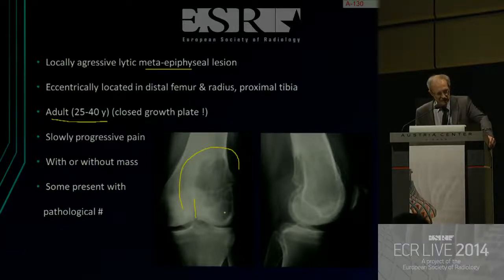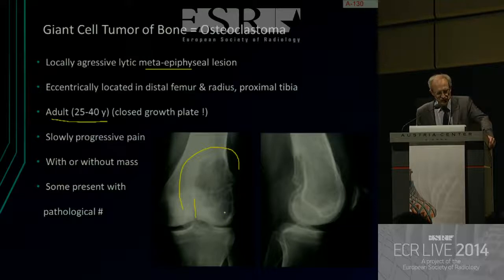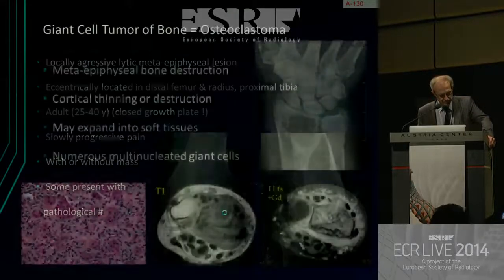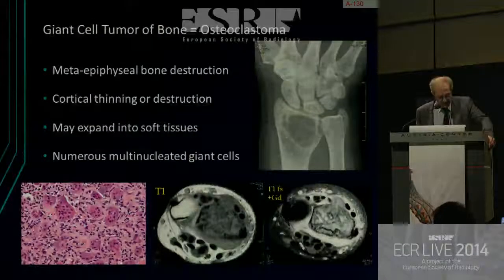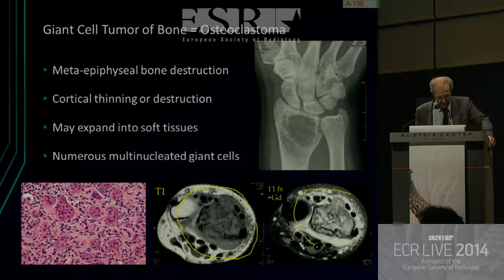What's the name of the lesion? It is a giant cell tumor of bone, osteoclastoma. Osteoclastoma may expand into the soft tissues, and you need MRI to see the soft tissue expansion, and there will be a lot of edema as a reaction to that.